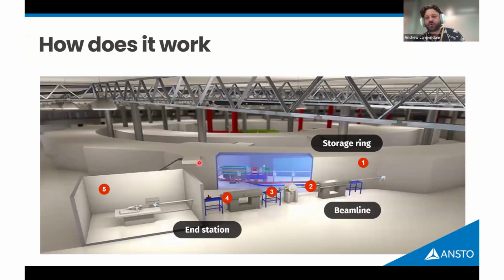So how does it all work? Well, we've got this storage ring, which is producing all of the light. We have an insertion device in there. It's sending out a whole bunch of X-rays.